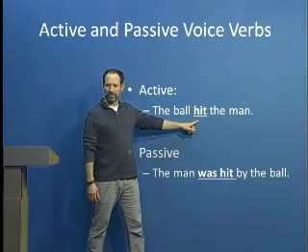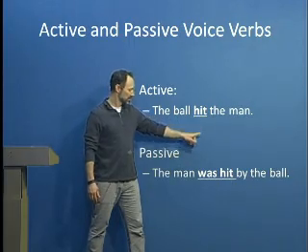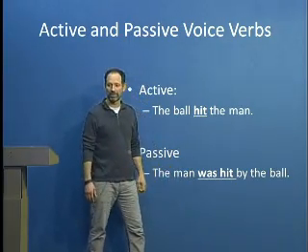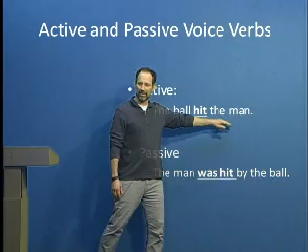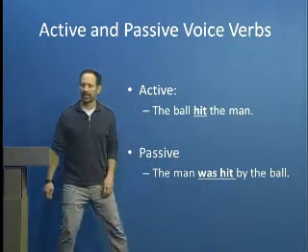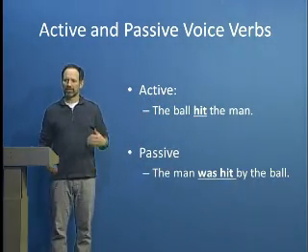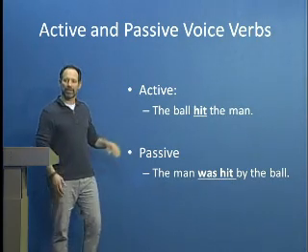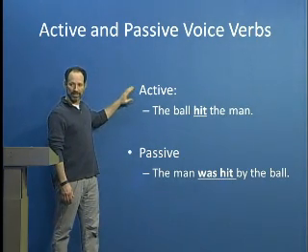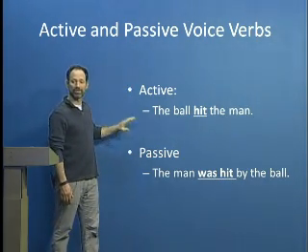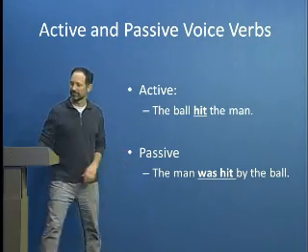The form of the verb is a little different. Here we have hit. Down here, was hit. And then at the end of the sentence here, I have the man and by the ball. So today we're going to learn about how do I recognize if a sentence is active or passive.